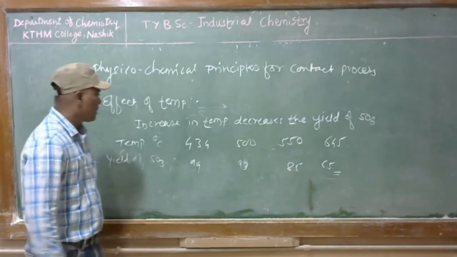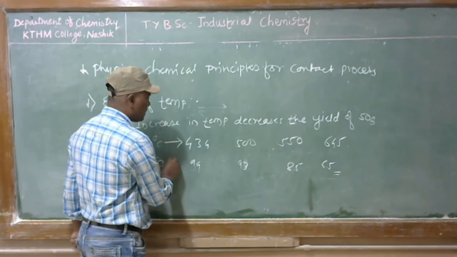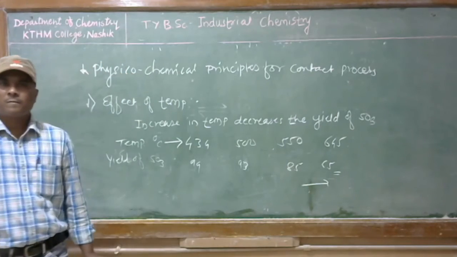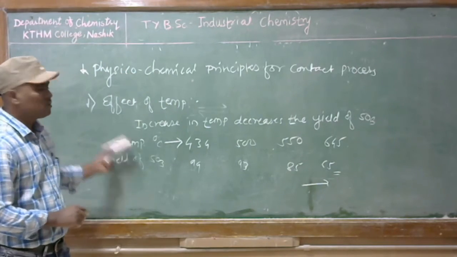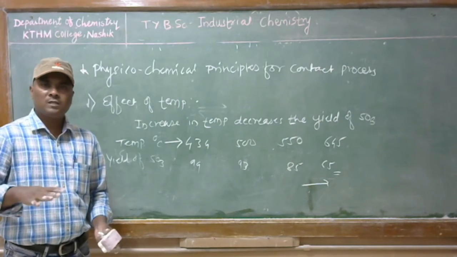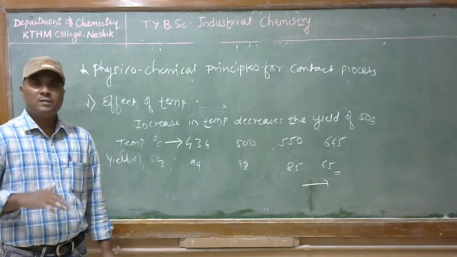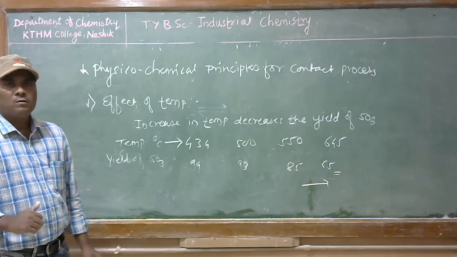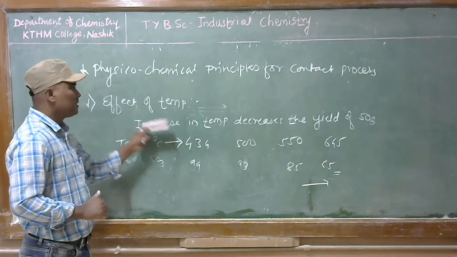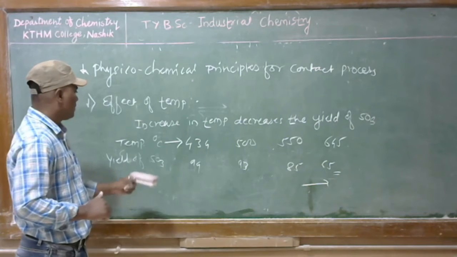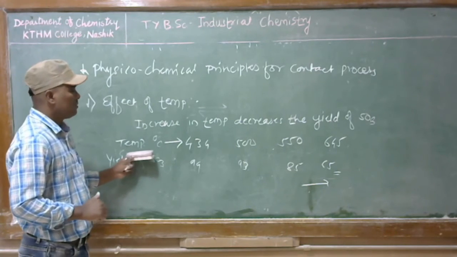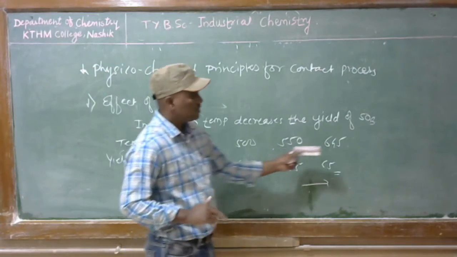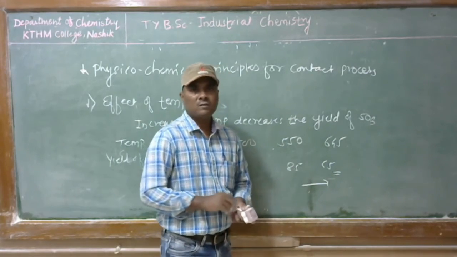As I said just now, as temperature goes on increasing, the yield decreases. It's very simple according to Le Chatelier's principle. Keep in mind, low temperature, high pressure and increasing concentration of SO2 and O2 increase the yield of SO3. So increasing temperature decreases the yield of SO3, and you can see how the yield varies with the temperature. As temperature increases, the yield of SO3 decreases.